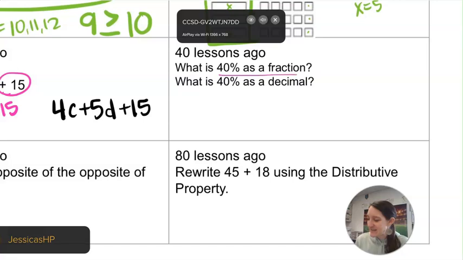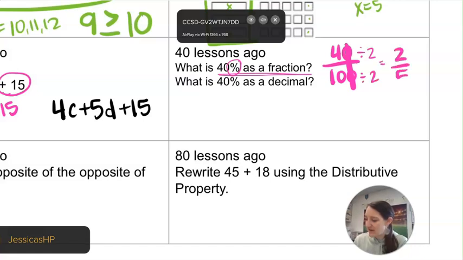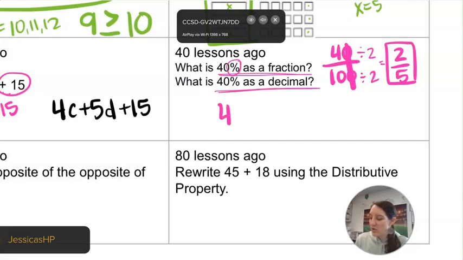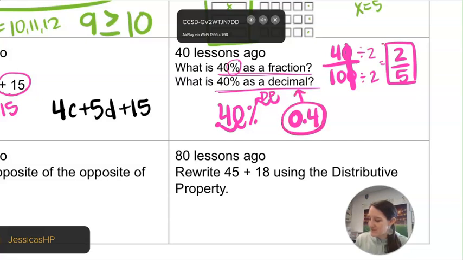40% as a fraction. Oh, I remember that percent means I can change it to per 100. And then I just need to simplify it. Divide by 2. And that would be 2/5. Awesome. And then as a decimal. Oh, Dr. Pepper. So it's a percent right now. So I need to go backwards to the left twice. So 0.4 is the decimal, 2/5 is the fraction. Oh, that's kind of fun that I still remember that.